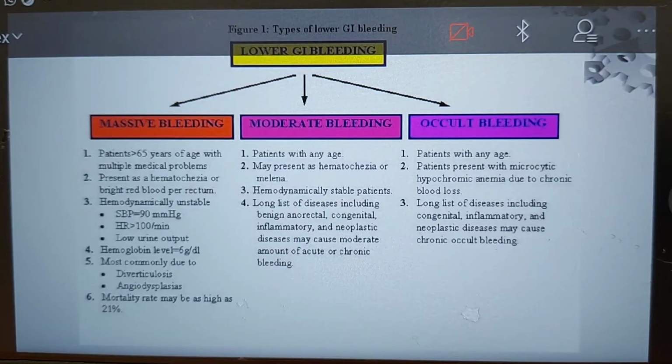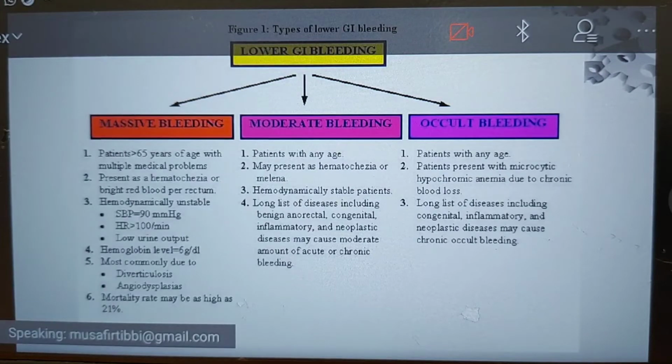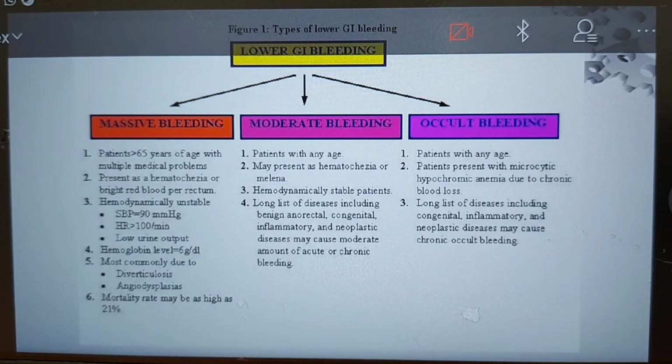If you take a blood investigation, you will note that the hemoglobin level is low because of the massive blood loss. The most common causes will be diverticulosis or angiodysplasia. In view of the massive bleeding, if there is no proper resuscitation in time, the mortality rate is actually quite high, as high as 21%.